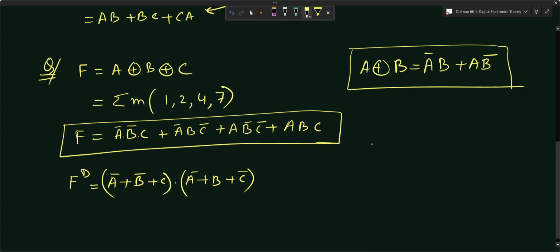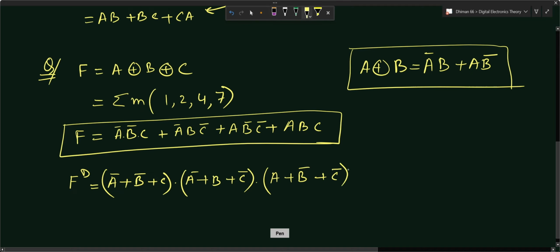Here the most important part is to keep the variable as it is. If it is in normal form or in complement form, keep it as it is. You need not make any kind of changes. Only change the AND operation to OR operation, and the OR operation is changed to the AND operation. Okay, so we have the OR operation here. Here we have OR operation, so we put a dot here. Next we have a plus b bar plus c bar. This is the third term.